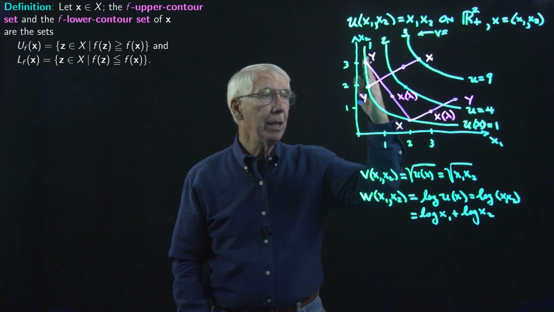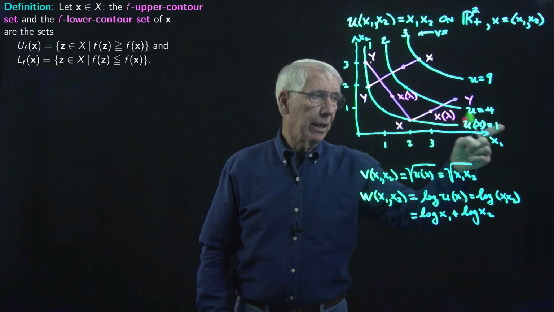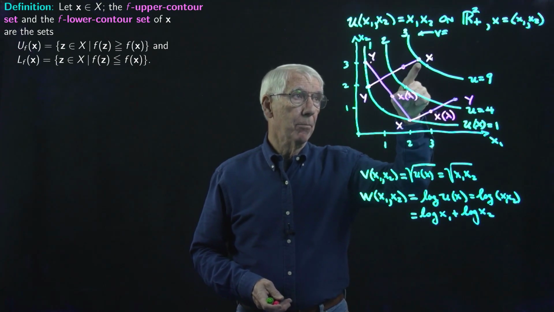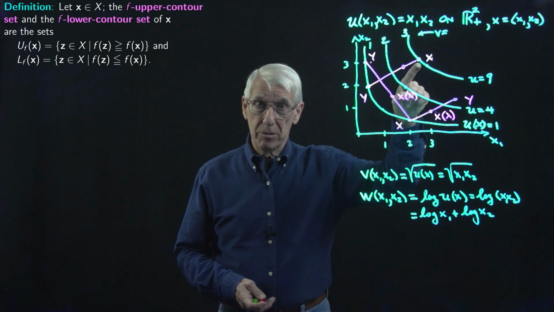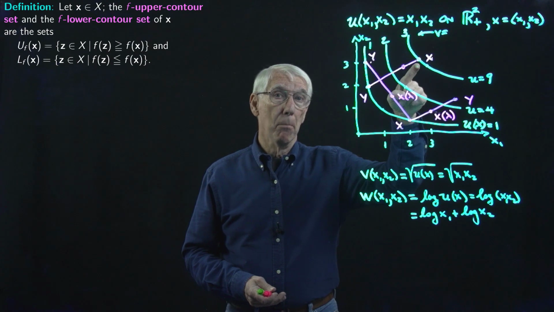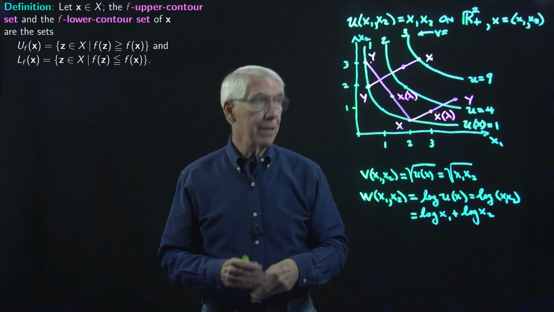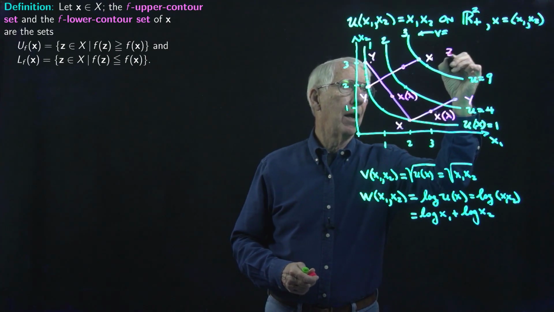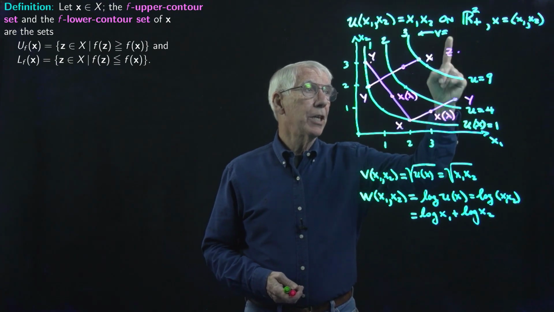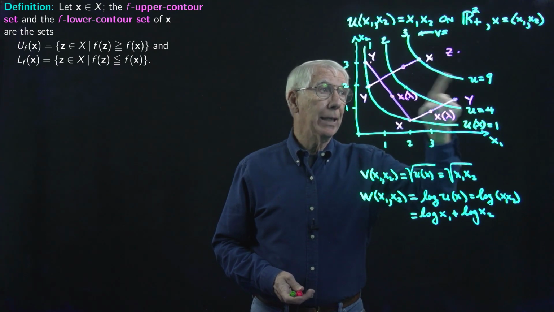So it's all of the vectors, all the bundles on or above the level curve for x. Now if I take x to be this vector up here, this consumption bundle, and I want to look at the upper contour set of this bundle, that's going to be all of the bundles z, in fact, let's just put a z over here. It's all of the vectors or bundles z for which the u value at the bundle is at least as big as the u value here.